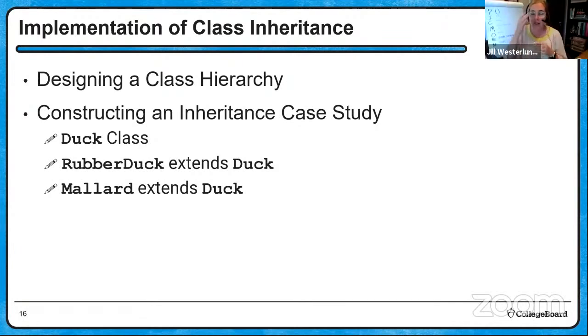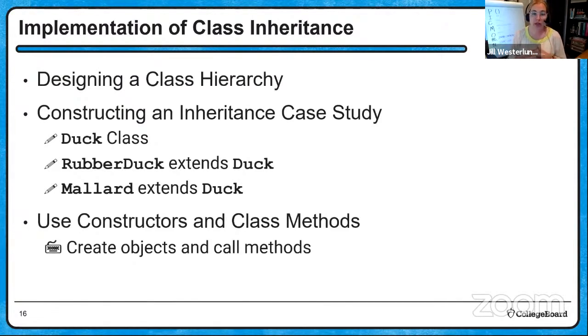So the Duck class is our superclass. Rubber duck and mallard duck are kinds of ducks. They are of the Duck type, and they both will extend that. I'm going to give you the code to this after the session today, hoping that you will play around with it and work through some of the things that might be a little bit of a challenge. I'm also going to give you another one as well. We're going to look at objects and look at some methods.